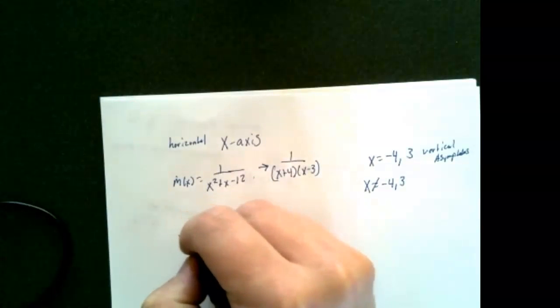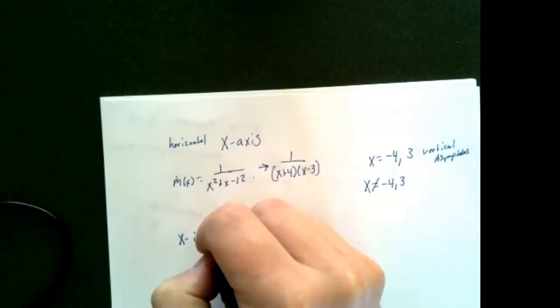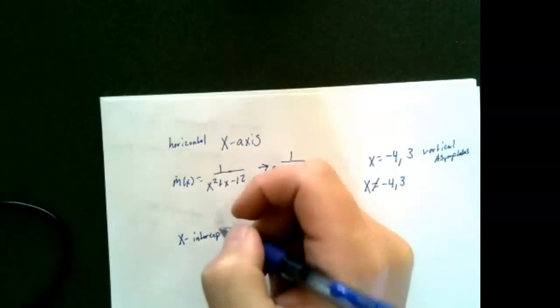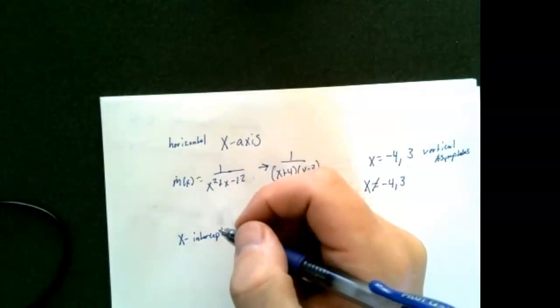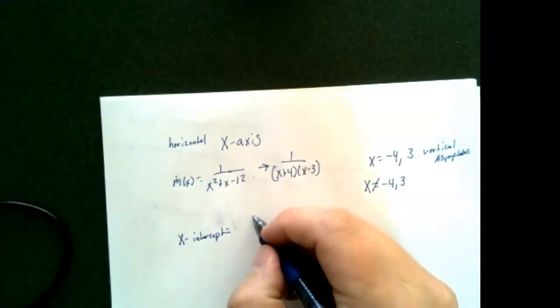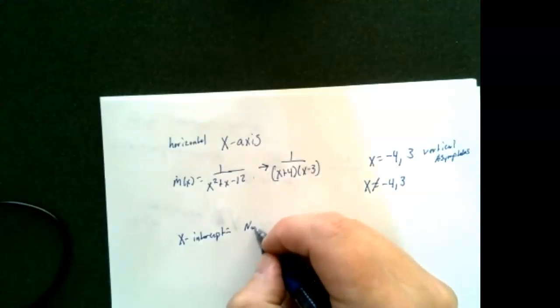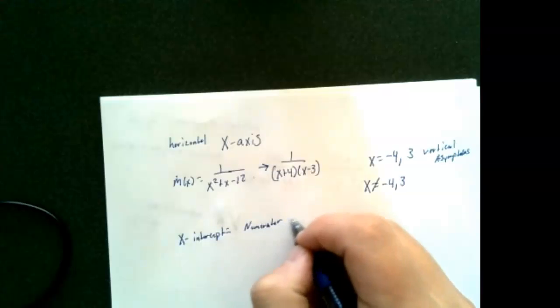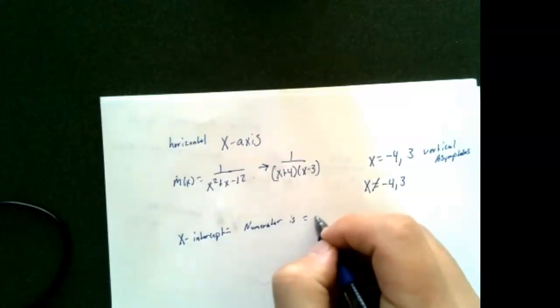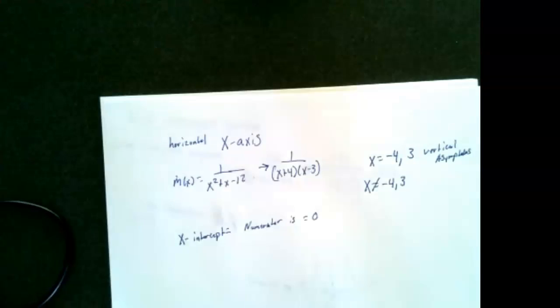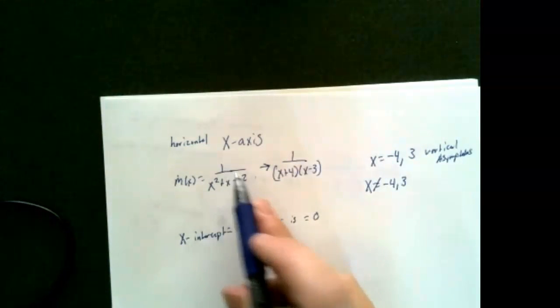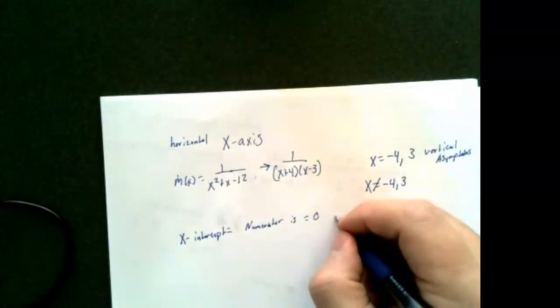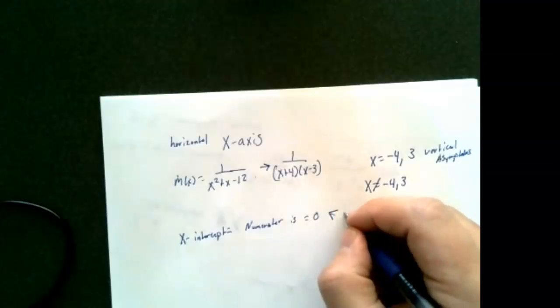So x-intercept. Okay, x-intercepts can only occur when the numerator is equal to 0. So since we have a constant in the numerator, there is no x-intercept.